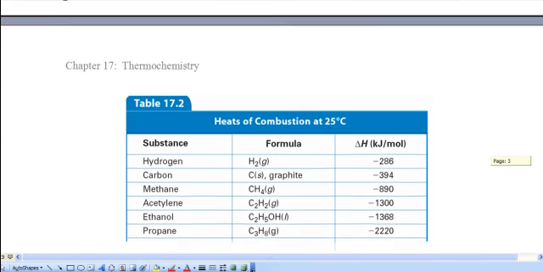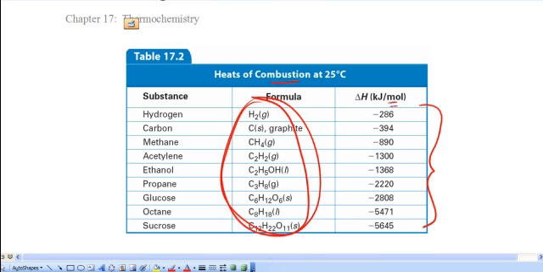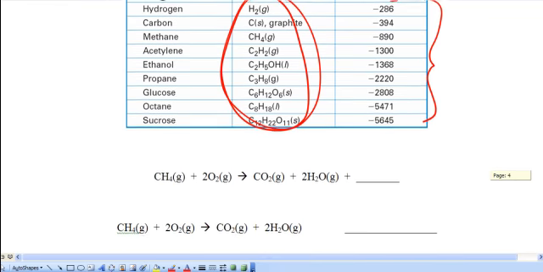Now instead of having tables where you give individual data for every single reaction, you can have something like heats of combustion, which give you the heats that are released when these substances are burned with oxygen. That's what combustion means. So all of these energies are released when these molecules react with oxygen, and notice it is per mole. So let's take a look at a few of these problems.